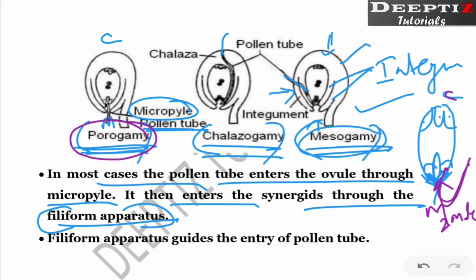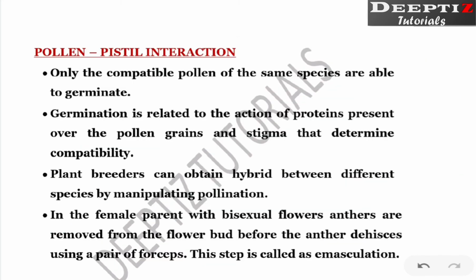Why? The pollen tube is entering through the micropylar region. That means there is a pore, there is a gap there, right? If you look here, you can see that the pore is there at the micropylar region. This is what we call porogamy. The filiform apparatus guides the entry of the pollen tube. This filiform apparatus and everything we have discussed when we studied the structure of this entire embryo sac.